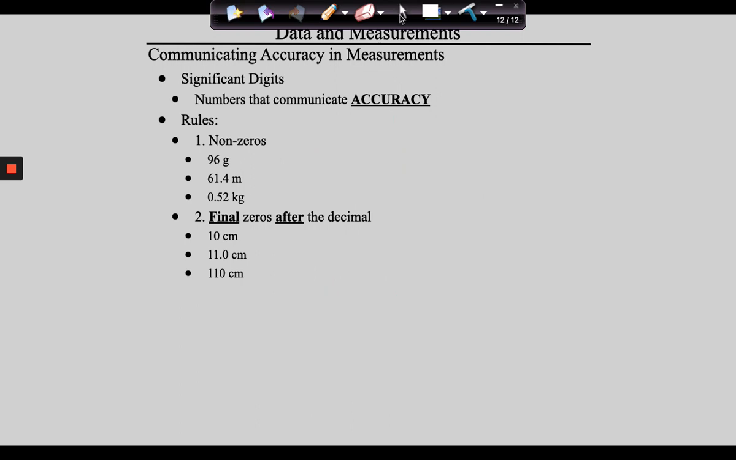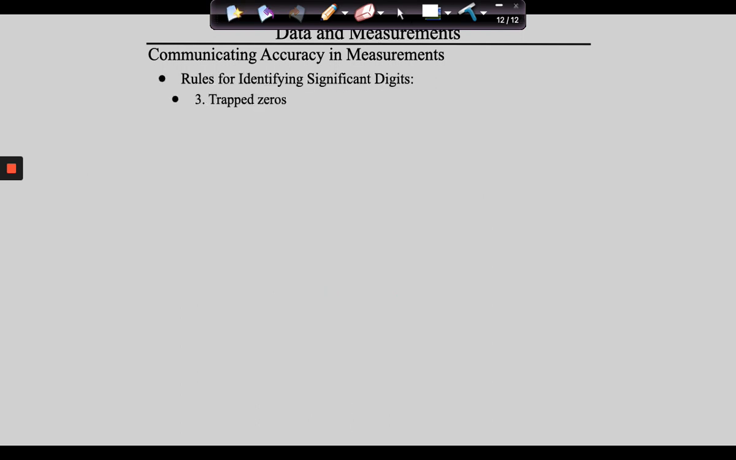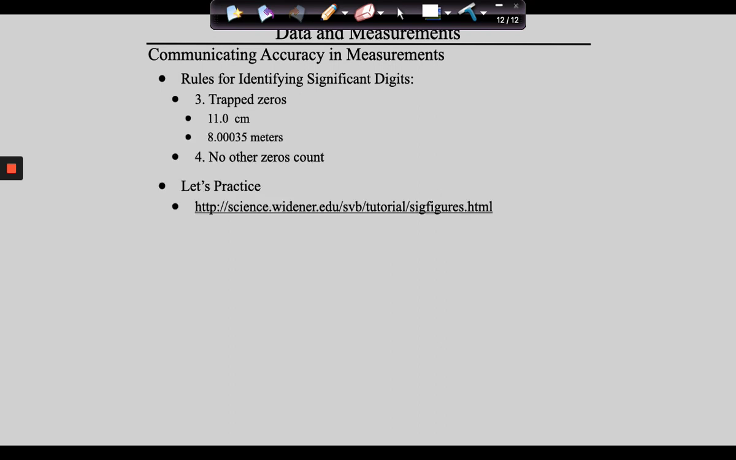Are you guys all okay with rule number 3 that says trap zeros count? And then you're okay with rule number 4 that says no other zeros count? And guys, if you would like, there's actually a website right here that has all sorts of practice on these if you would like to engage with that and just get some more practice if you need. Go ahead. Estimated digits. Good for you.